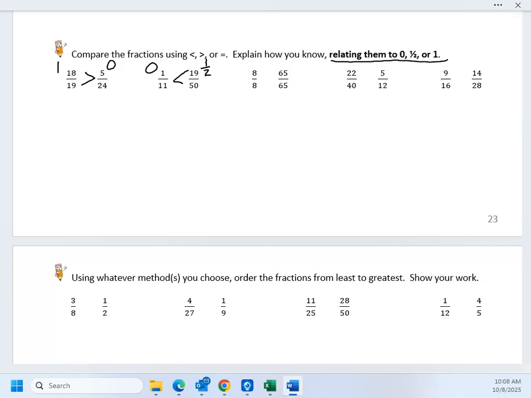So the first two parts, we were finding common denominator, simplifying down to that same denominator. This one is really easy because we've got that 0, half, or 1. You can't always use this one because sometimes they're both closer to 0. Well, how do I know which one it would be then? So that's when you have to go back and find those common denominators.